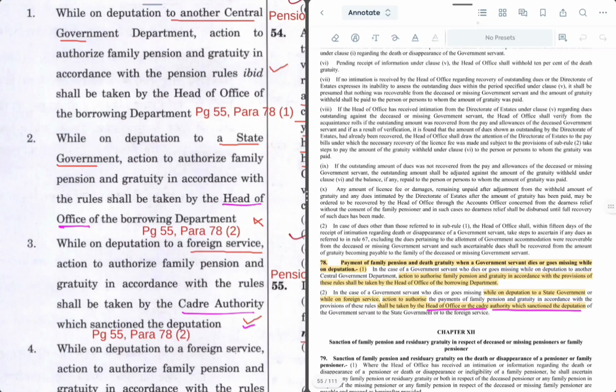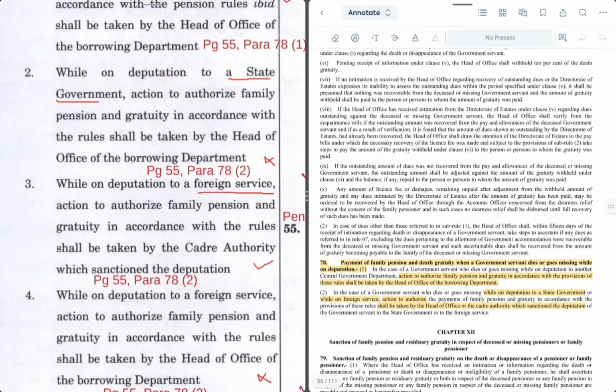एक सेकेंड, यहाँ पे थोड़ा सा कन्फ्यूजन है. ओके, सो लेट्स क्लियरिफाई द डाउट. कैडर कंट्रोलिंग अथॉरिटी विद सैंक्शन डेपुटेशन. So cadre authority with sanction deputation. So statement 3 is correct. Now here it is writing head of office of borrowing department. So this is incorrect. It should be authority with sanctioned deputation, which is the department from which he is coming. So I'll say lending department in this case. Okay, so that's why this statement is wrong. It should be lending department. So statement 2 is incorrect.